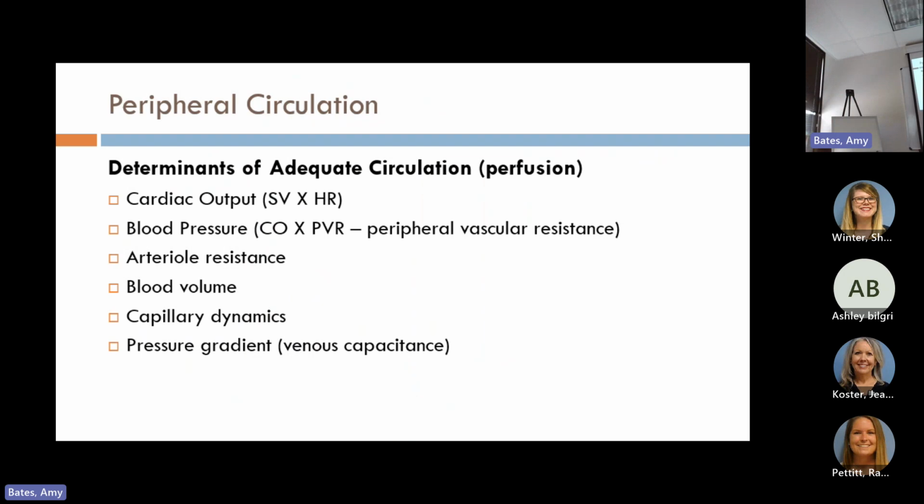The other determinants of adequate circulation. One, we're going to talk about cardiac output, stroke volume times heart rate. But we also have to think about blood pressure, which is your cardiac output and your peripheral vascular resistance, your arterial resistance, blood volume, capillary dynamics, pressure gradients. So there's lots that go into how we circulate blood around the heart, and lots of ways that we can manipulate those things.